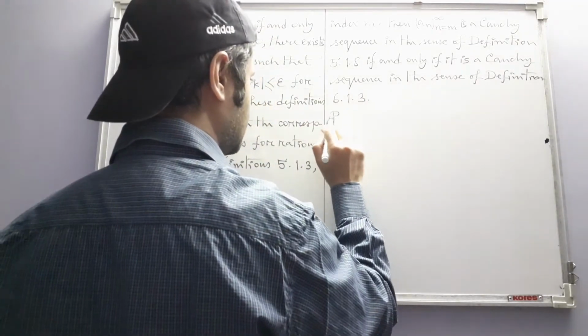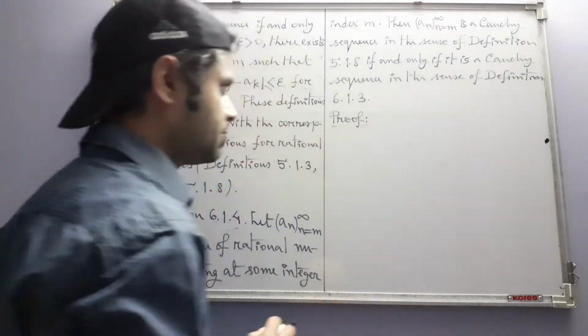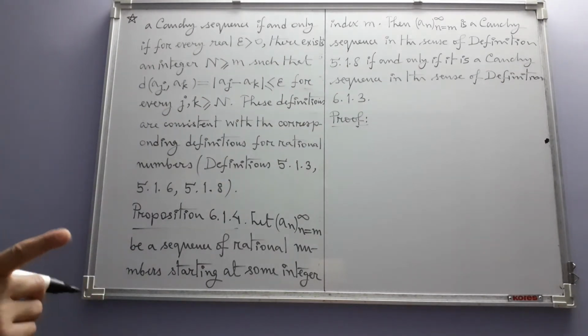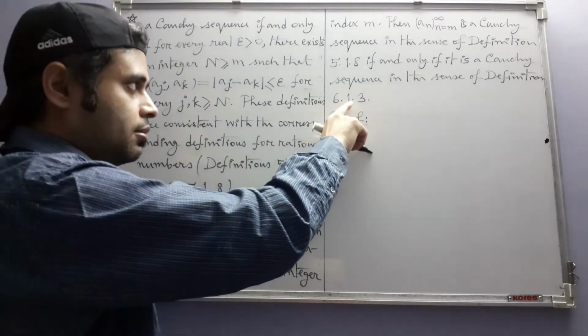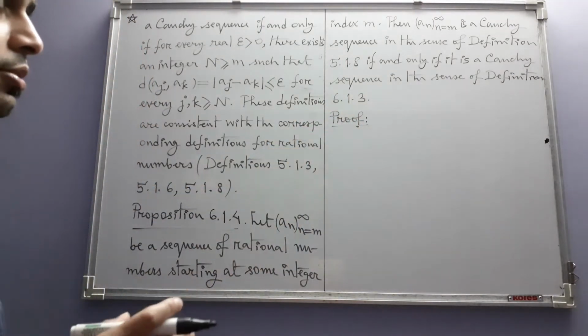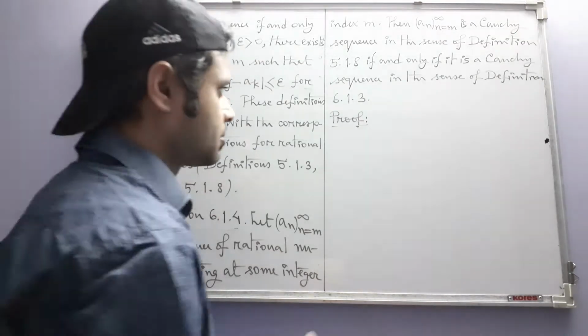Okay, so let us see the proof. One half of the proof is very easy. Namely, if you assume that the sequence is Cauchy in the sense of this definition, in the sense of the new definition, then it's Cauchy automatically in the sense of the old definition. So let us see that first.